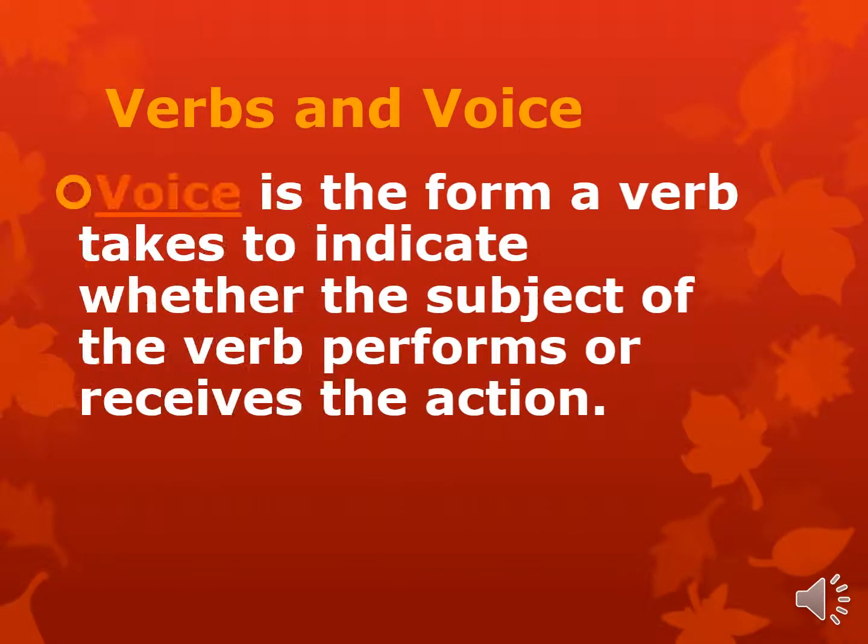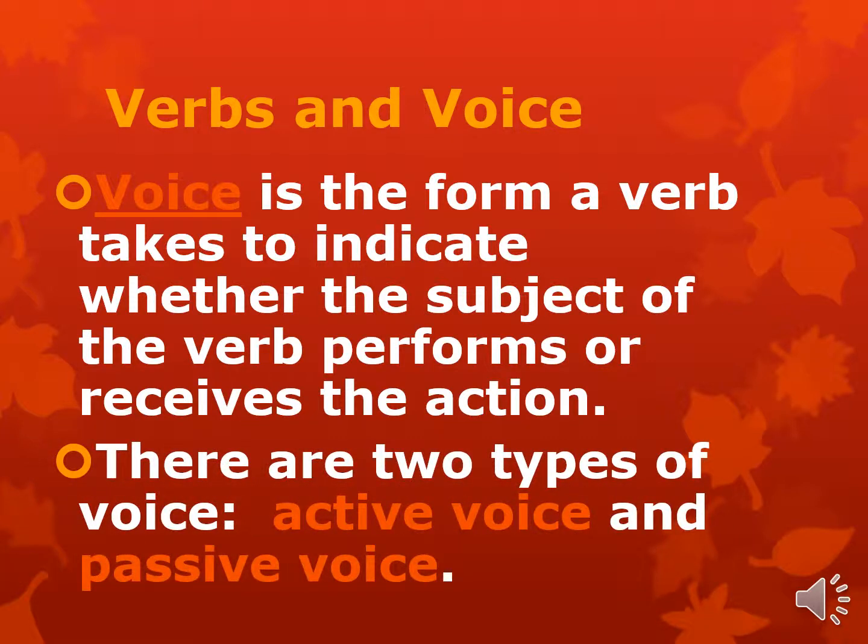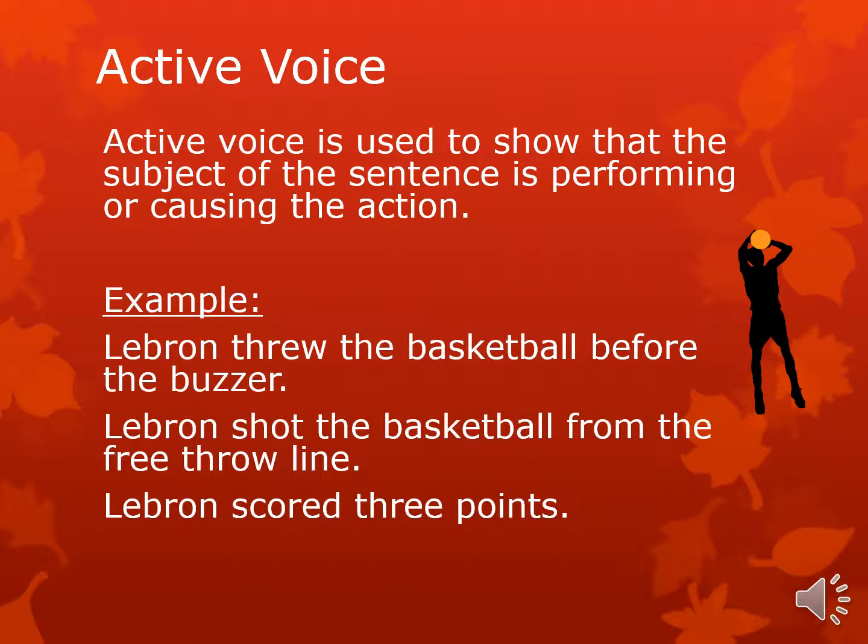The verbs and the voice. What's meant by voice here? As you know, it's the form a verb takes to indicate whether the subject of the verb performs or does the action or receives the action. There are two types of voice. We have what you call the active voice, SVO, and we have what you call the passive voice, O plus be plus past participle plus by plus subject.